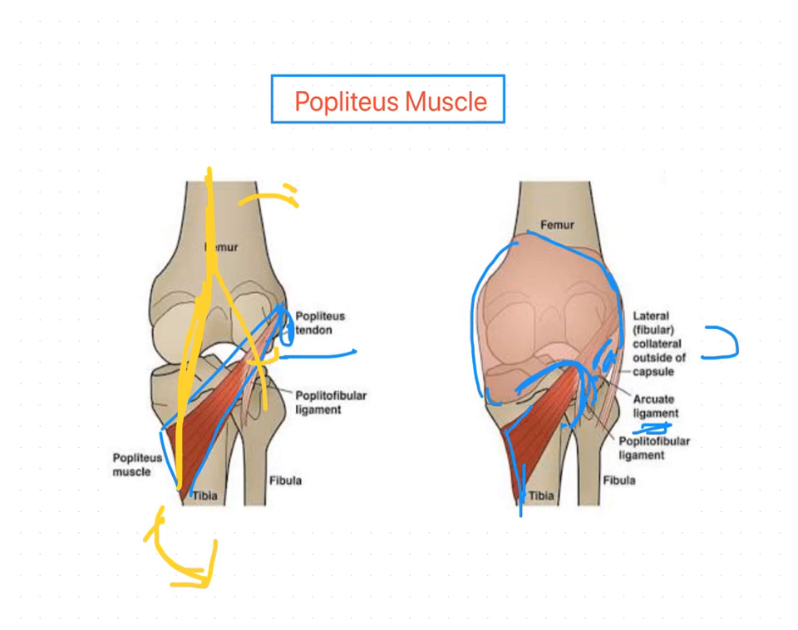Here the menisci are present between these structures: one is the medial meniscus and the other is the lateral meniscus. It draws the posterior portion of the lateral meniscus, this is the lateral meniscus, during the lateral rotation of the thigh and flexion of the knee, and thus protects the meniscus from getting crushed between the femur and tibia. So these are the main functions of the popliteus.